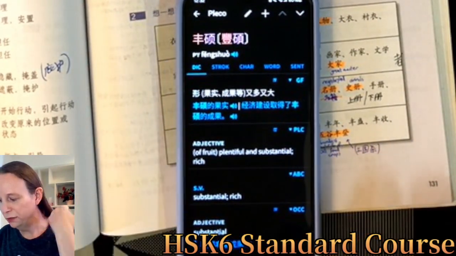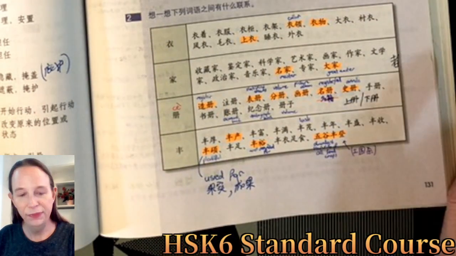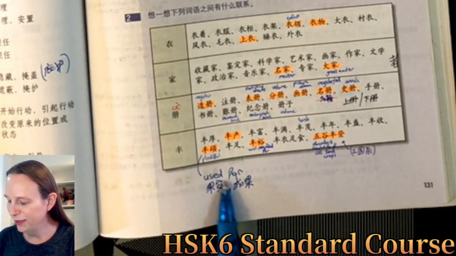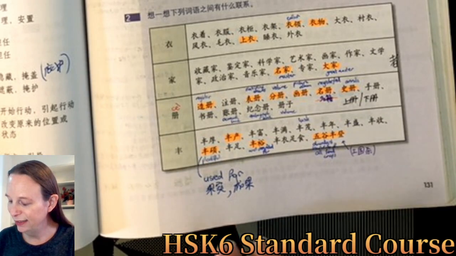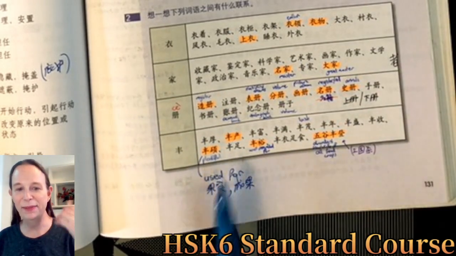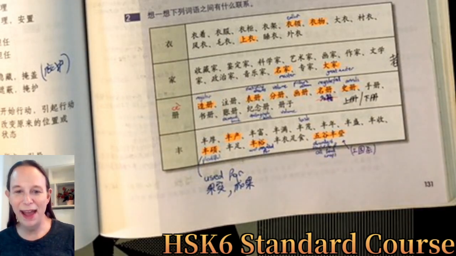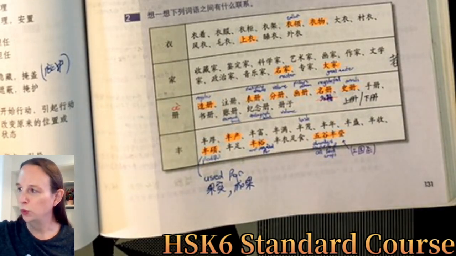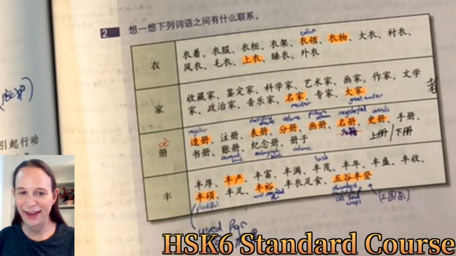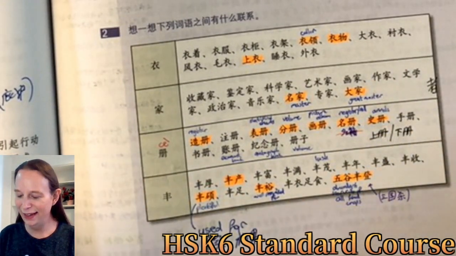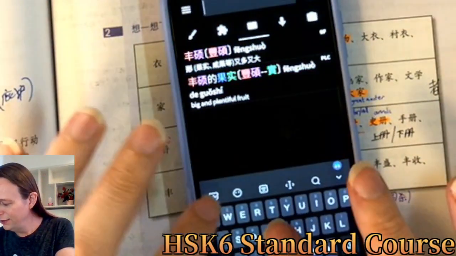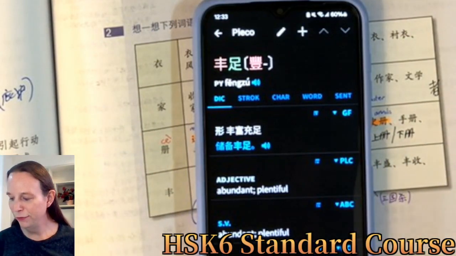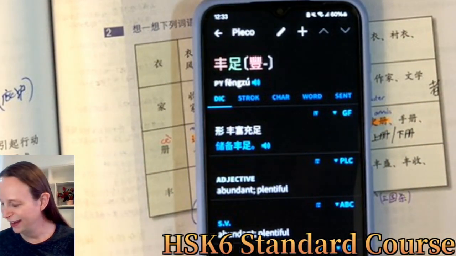Yeah, 果实成果. So results, good results, you can use 丰硕. Results that can be described as plentiful, where having many of them is a good thing. Okay, 丰足. Yeah, I think we're in the same kind of territory. This is 丰足. Is that an important word to learn? 丰足. Yeah, 丰富充足. You can just write that.